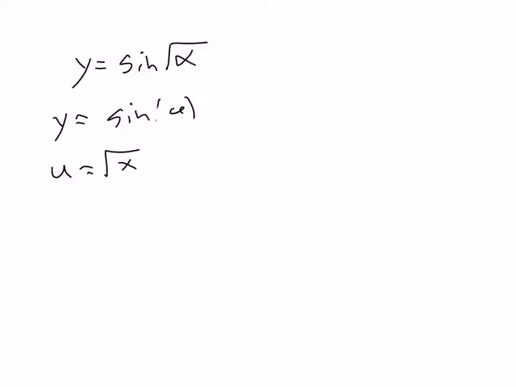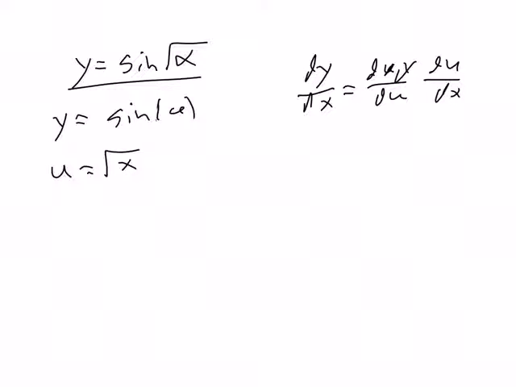We have y is equal to sine of the square root of x. So again, we can say y is going to equal sine of u. And u is going to equal the square root of x. Right? Plugging everything else in, you're going to get y in terms of x. So again, dy over dx is equal to dy over du times du over dx.